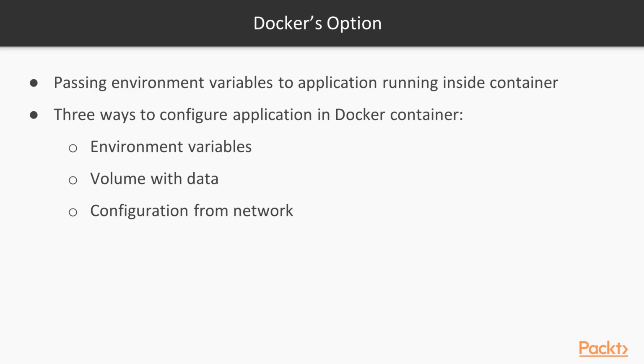Another interesting and common option in Docker is passing environment variables to an application running inside the container. If you think about it, there are only three ways in which we can configure an application within a Docker container. The first way is environment variables. The second way is volume with data. And the last way is fetching the configuration from the network.